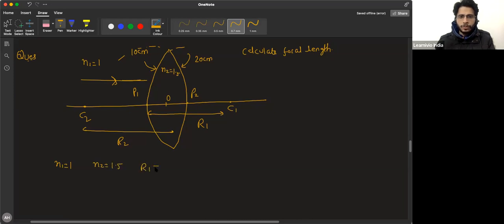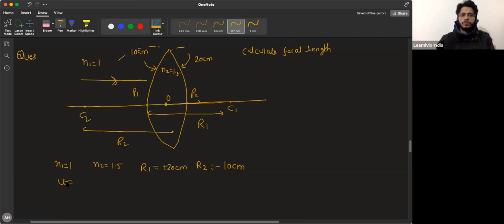Now Sania will tell. Sania, will this R1 be positive or negative? Just go from O to C1. You start from O and go to C. This will be positive. Plus 20. Good. Fatma, what about R2? Will it be positive or negative? Start from O and go to C2. Negative. So it's minus 10 centimeter. So N1 is 1, N2 is 1.5, R1 is 20, R2 is minus 10.